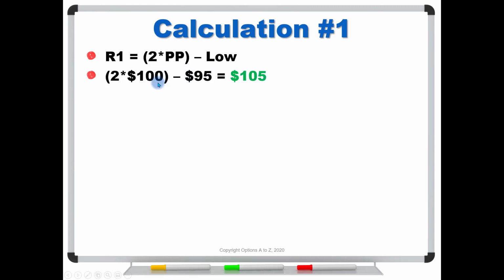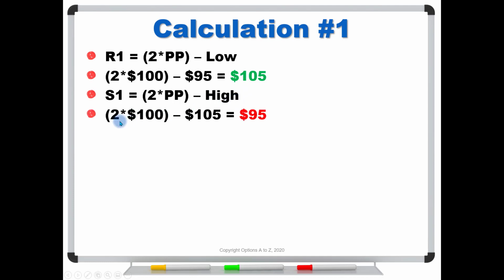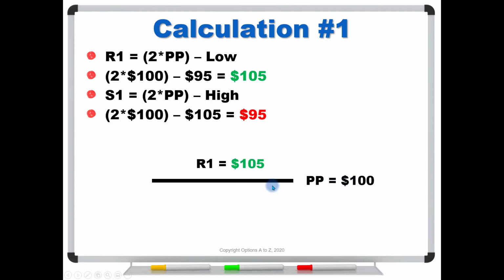So in this example, we're going to take 2 times the pivot point of 100, subtract off the low of 95, and we get 105. S1, our support 1, is found by 2 times the pivot point minus the high. So for this example, we're going to have 2 times the pivot point of 100 minus the 105 high gives us a 95 support. So if this is our pivot point right here at 100, our first resistance is 105 and our first support is 95.